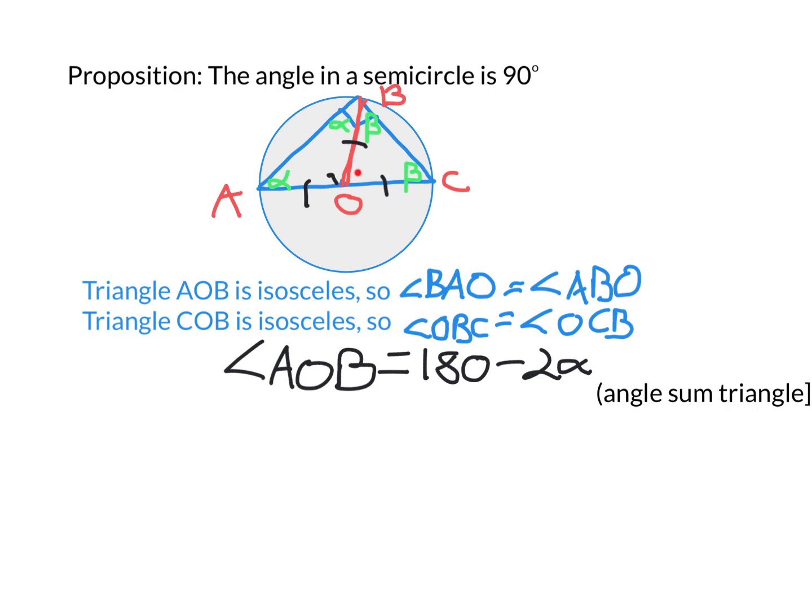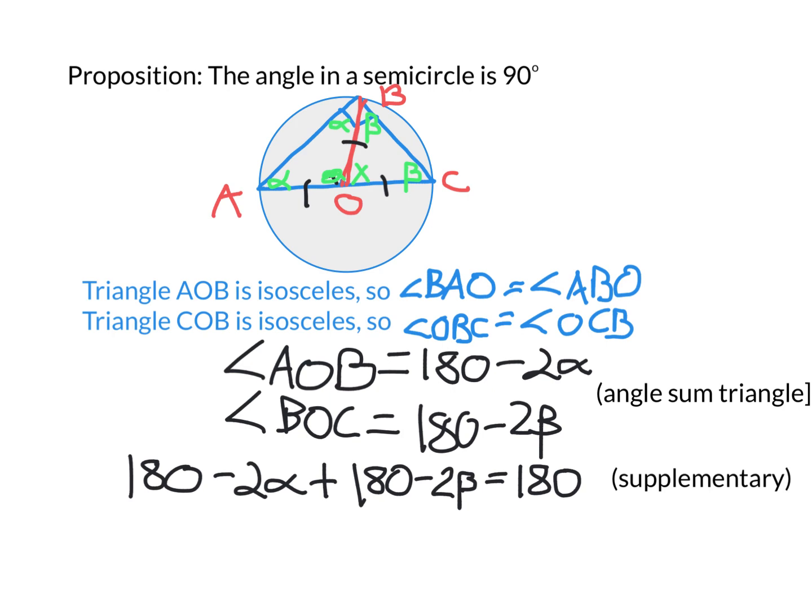And similarly, this angle here, which is angle BOC, will be 180 minus 2 beta. The reason, again, is the angle sum of a triangle, which I've written here. It applies to these two here. But notice that angle AOB, this one here, and this one here, these two angles are supplementary. They form a straight line, and so they must add to 180 degrees.